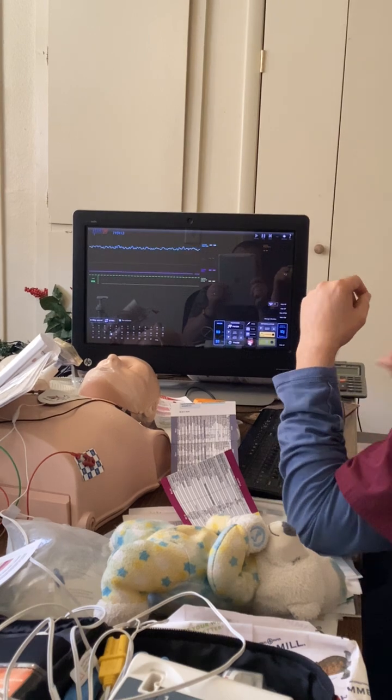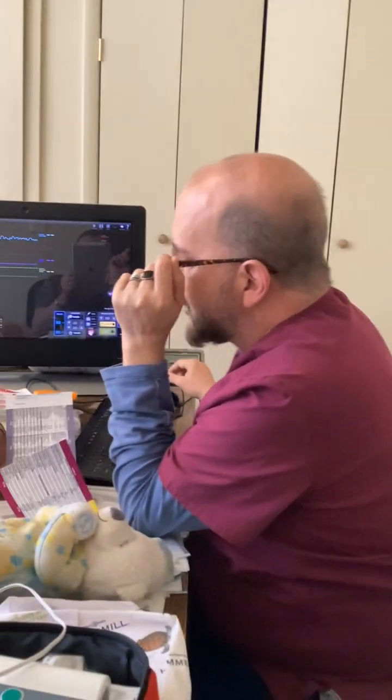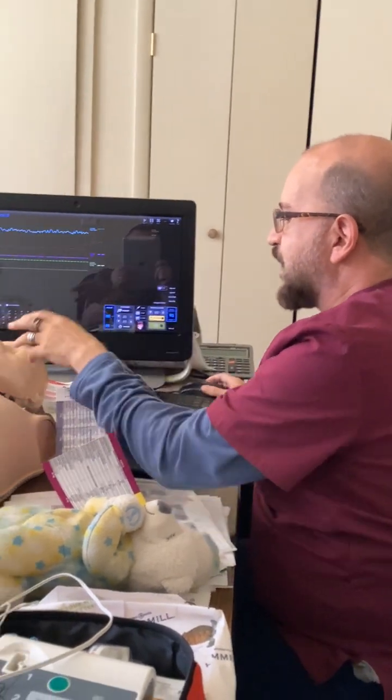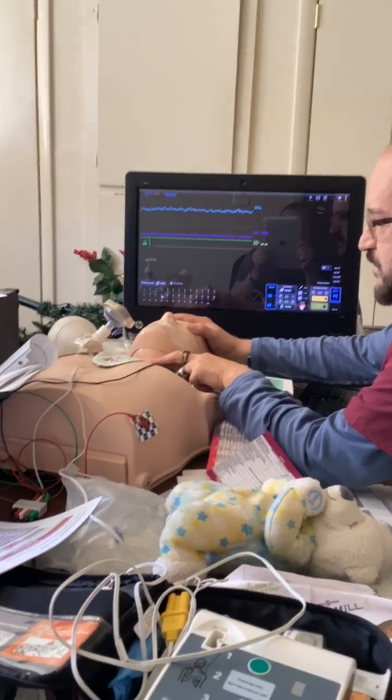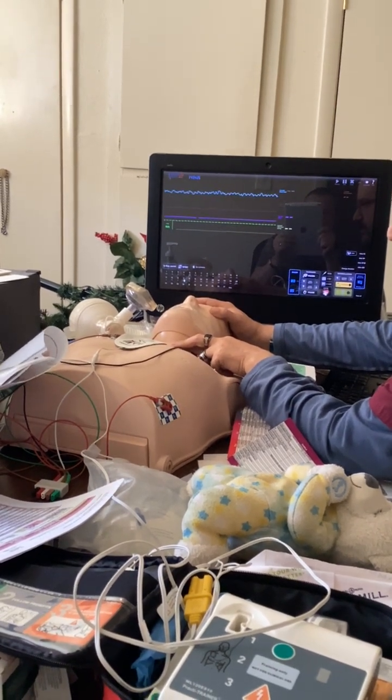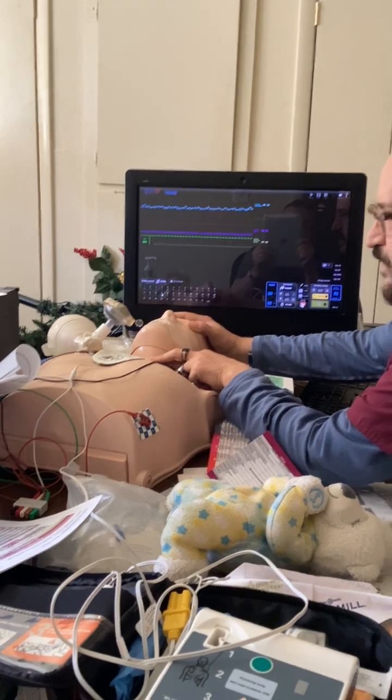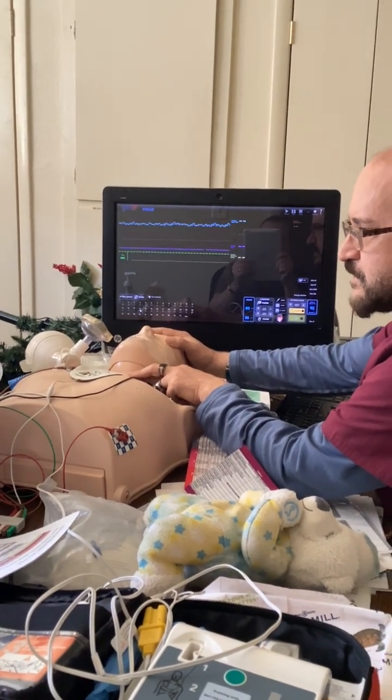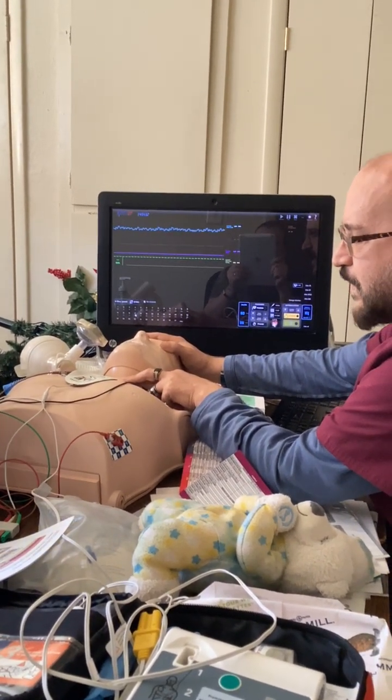Ready? Hit the code, call for help, crash cart. I begin CPR after I determine that they are pulseless and not breathing for 10 seconds. So when 2 rescuers come in, how many compressions? It's 15 to 2.